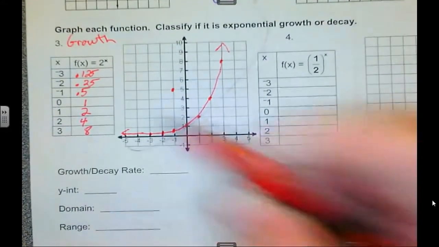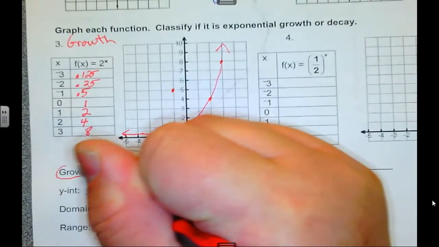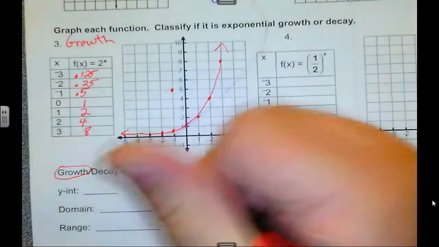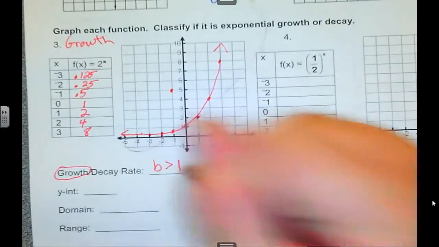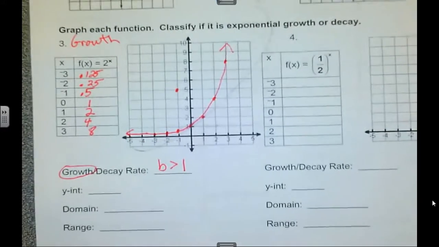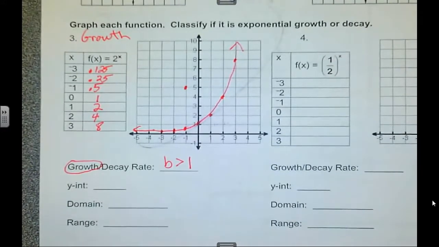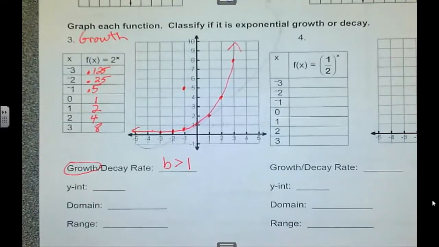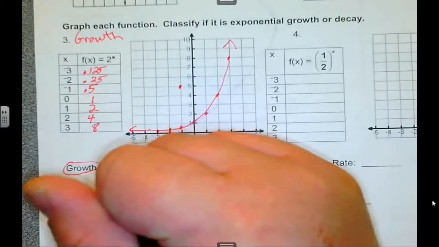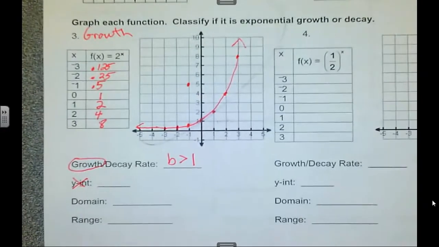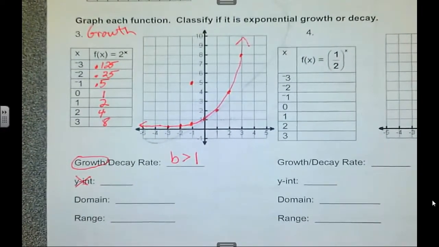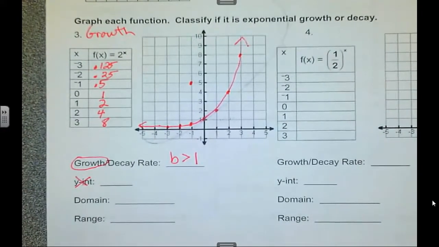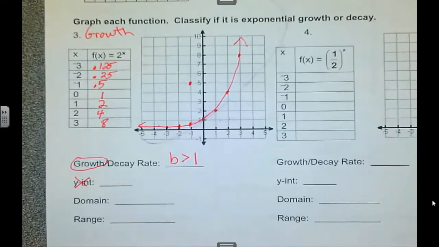Okay, so we have growth. Why do we have growth? Because b is greater than 1. You must put that down. You are algebra 2 students, not algebra 1. You don't get to just circle growth. I could care less about the y-intercept. I would rather that you guys put the equation of the line of the asymptote.